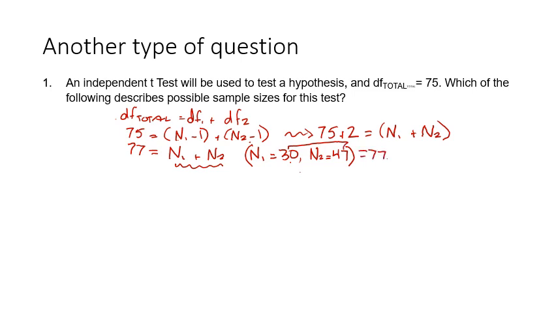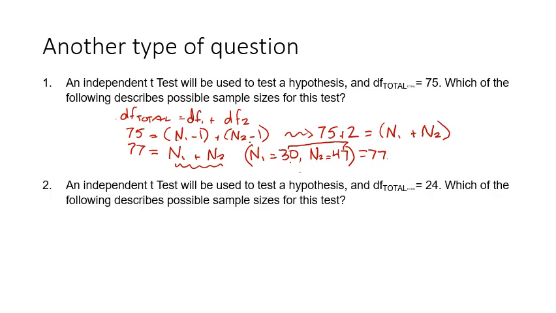Another example. An independent t-test will be used to test a hypothesis and df total equals 24. Which of the following best describes sample sizes for this test? Same formula. df total equals df1 plus df2. 24 equals n1 minus 1 plus n2 minus 1.